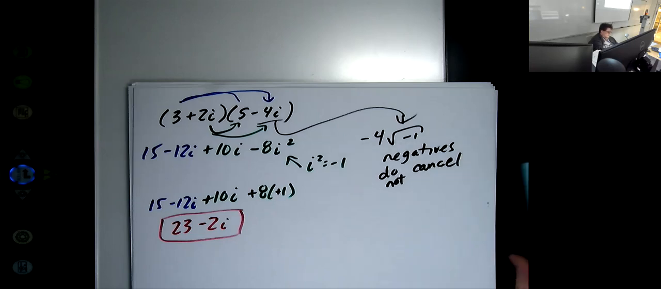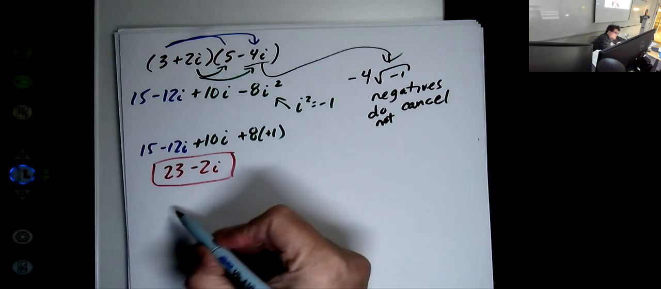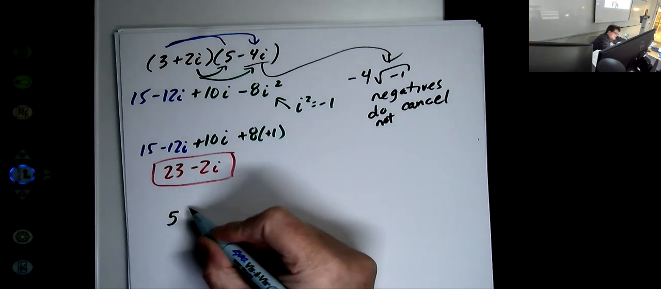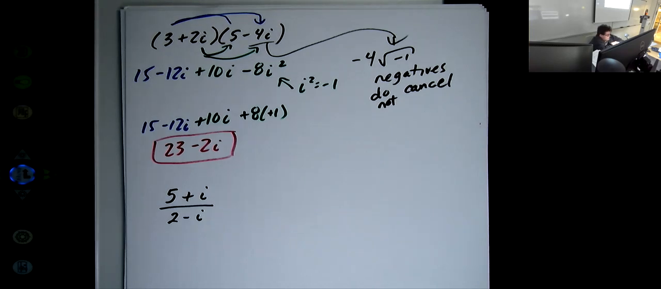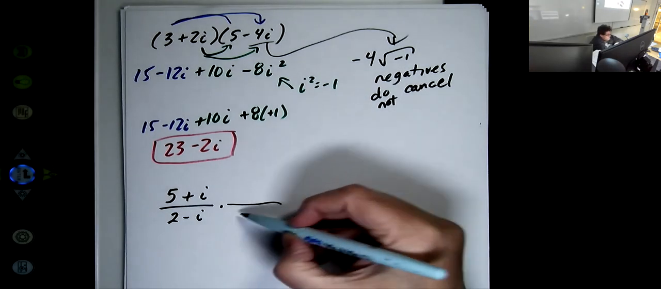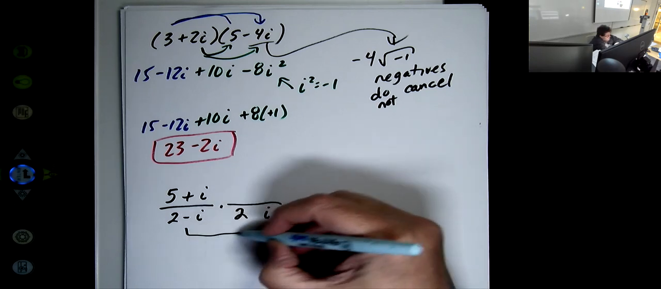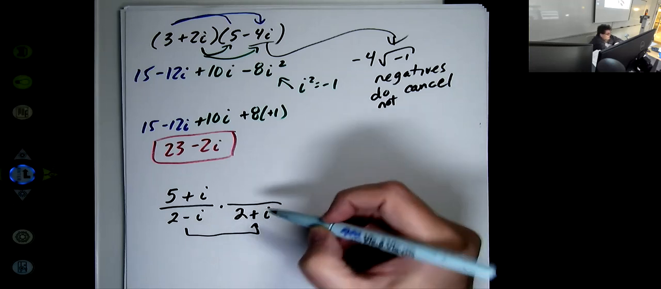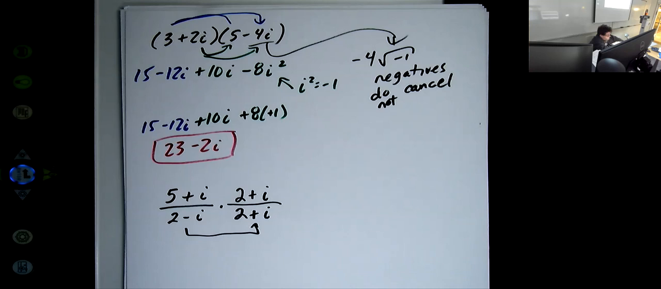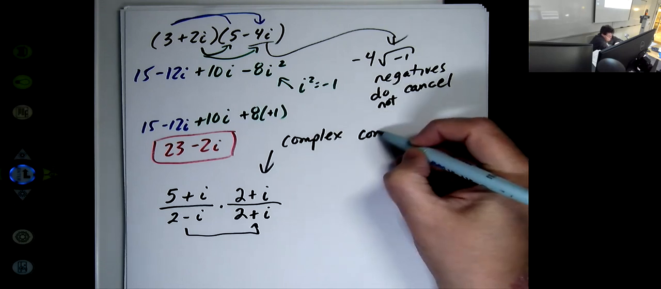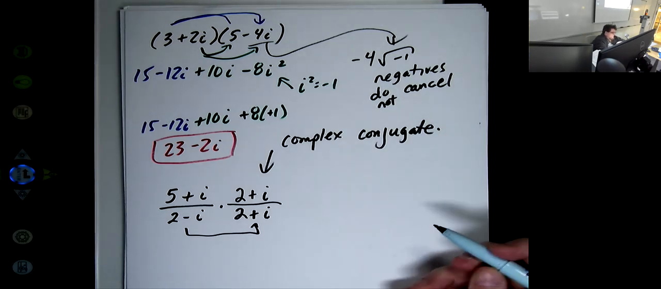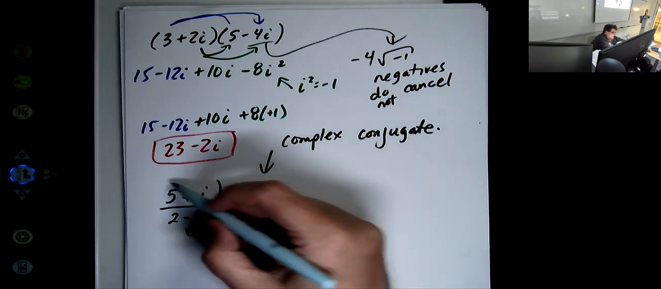We do the same thing if it's in the denominator. If we have, like, a 5 plus i, and I've got a 2 minus i down here, we want to do the idea of the conjugate like we did with the rational expressions, where we multiply by the same numbers, 2 and the i, but we change the sign of whatever that is. So if that was negative, I'm going to make it positive. This is called the complex conjugate. And we put them in parentheses.